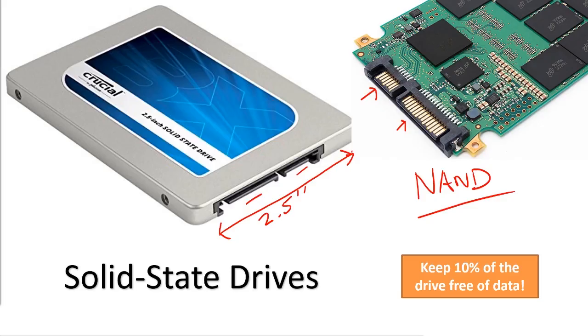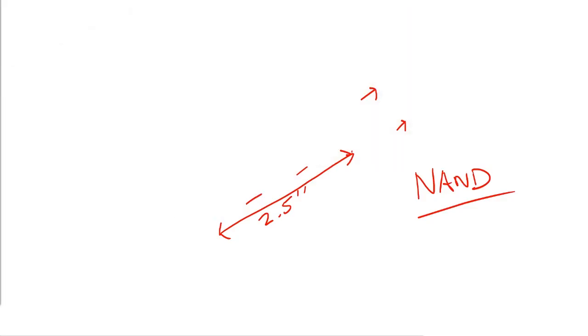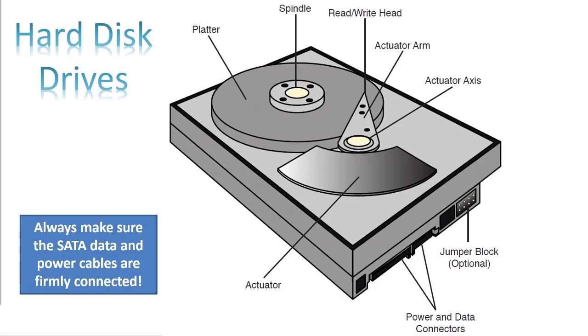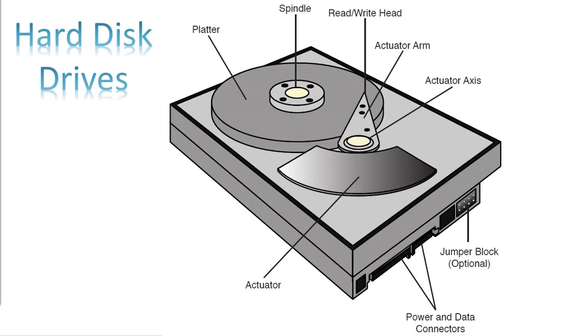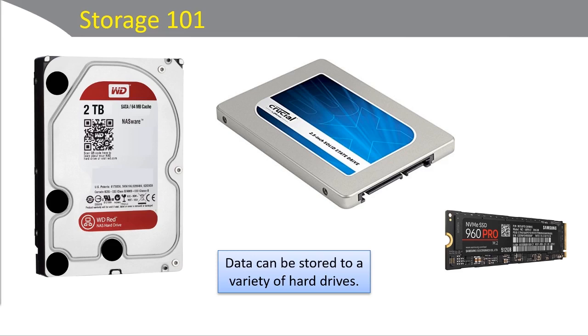Okay, so there's a little bit about solid state drives and magnetic drives. But just remember, there are a variety of drives that you're going to see out there. You're going to see those magnetic drives, you're going to see those solid state drives, and you're going to see those more advanced M.2 based drives or PCI Express drives. And I'm going to show all of those as we go through the videos.